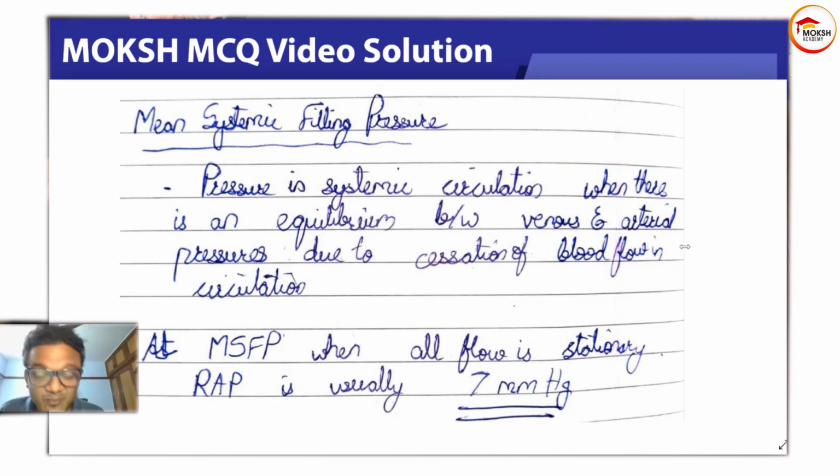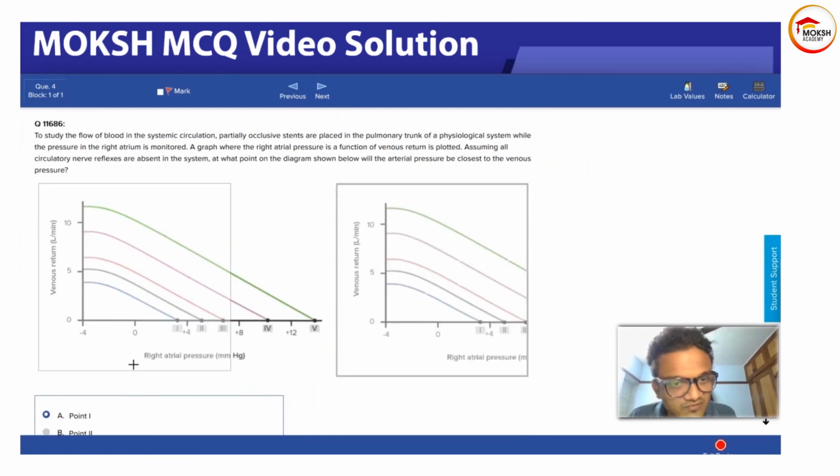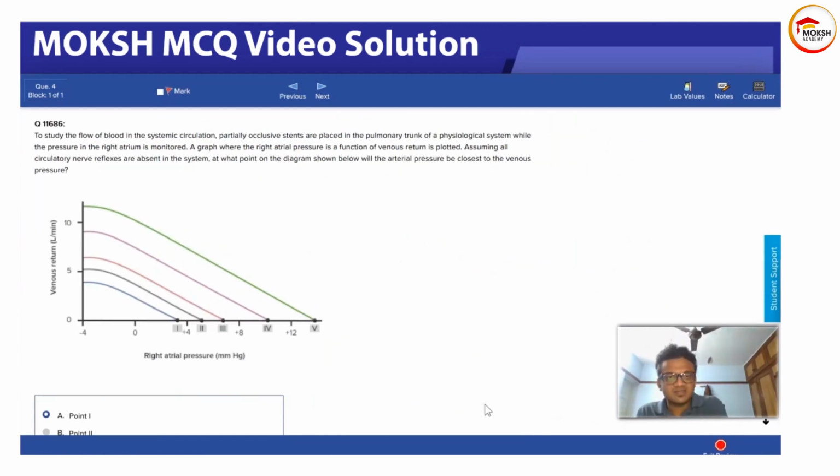This is an important concept. At mean systemic filling pressure, when all the flow is stationary, right atrial pressure is experimentally found to be 7 millimeters of Hg. This is a theoretical thing; there is no formula for this. But when you occlude any one of the vessels from the heart circulation and the whole circulation stops, when you measure the right atrial pressure, it will come out to be 7 millimeters of Hg. This is the rule of thumb. This is an important concept. This is tested.